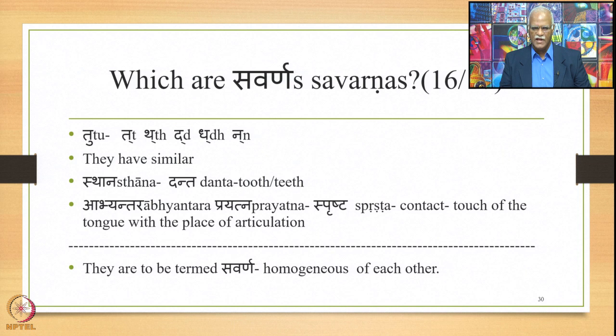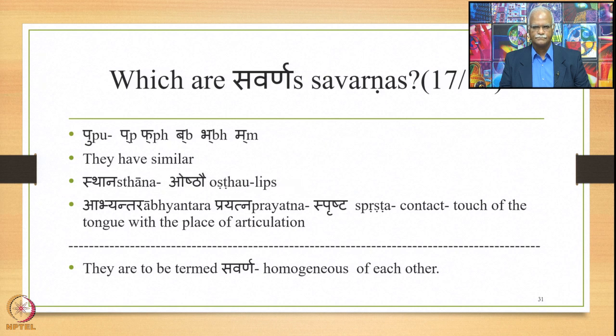Similarly, we have tu, meaning ta, tha, da, dha, and na. They have similar sthana, danta, and similar abhyantara prayatna, namely sprishta. So they are to be termed as savarna or homogeneous of each other. And finally, we have pu, standing for pa, pha, ba, bha, and ma. They have similar sthana, namely oshtha, and abhyantara prayatna, namely sprishta. So, in accordance with the sutra, tulyasya prayatnam savarnam 119, they are to be termed as savarna of each other. This is how Paninian grammatical tradition defines savarna.